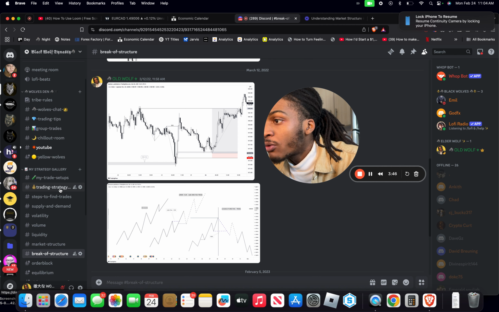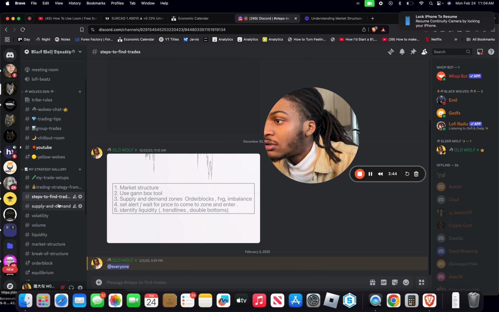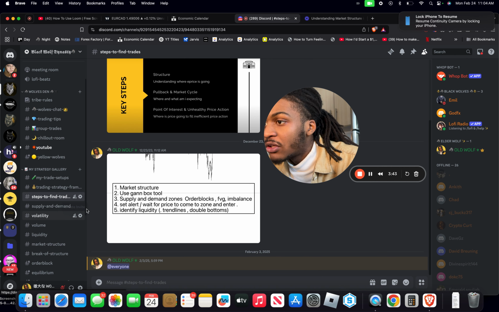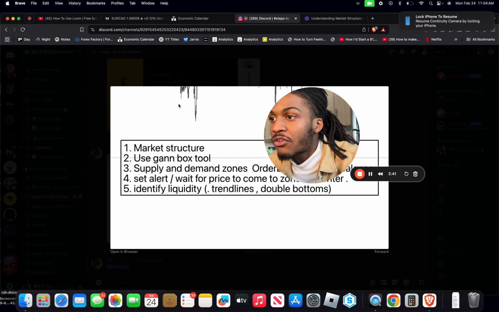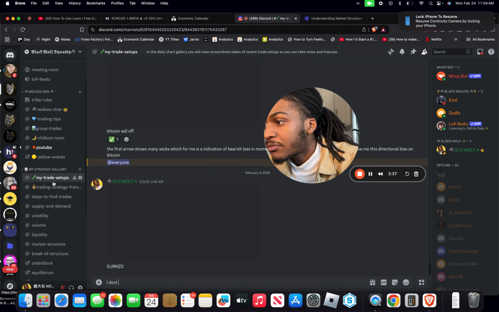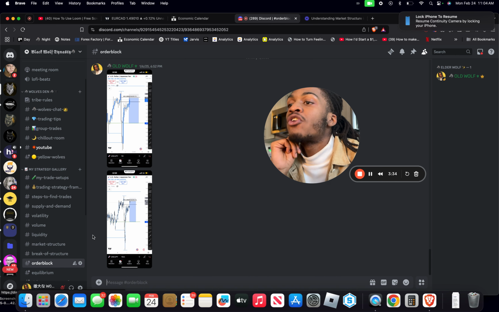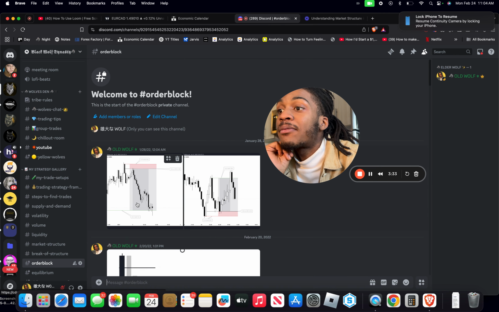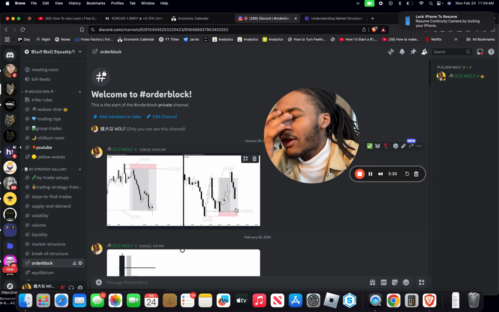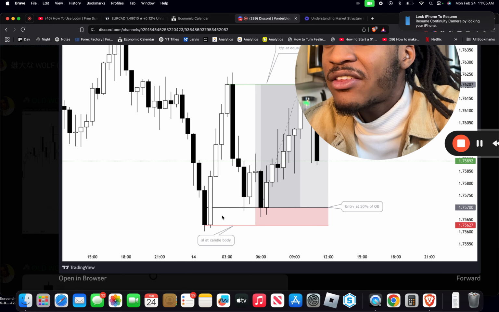So the order blocks, you guys can look at that. This is a step-by-step thing I gave for the group, which is free. It's free information. Here it is, guys. This is one out of the many setups that I trade for all my trades. So it looks like this.